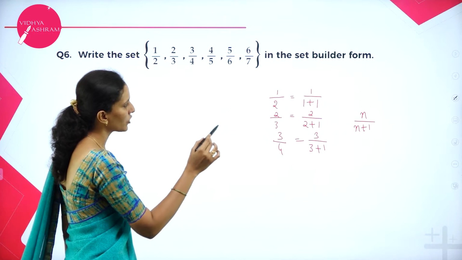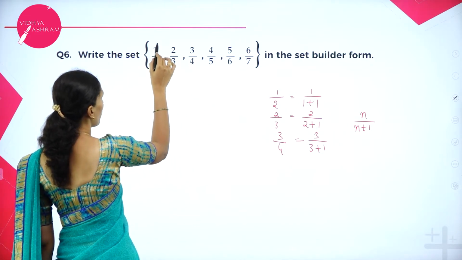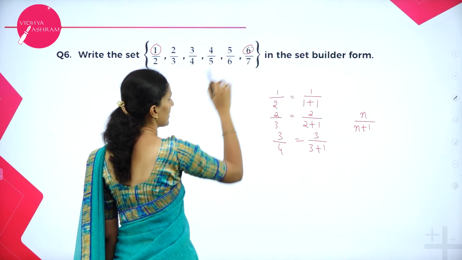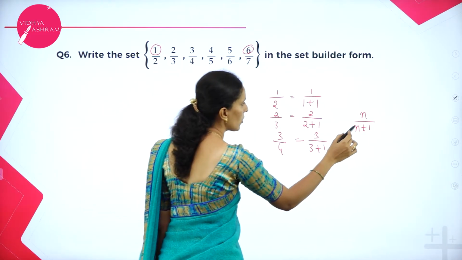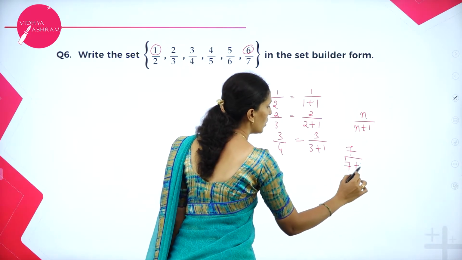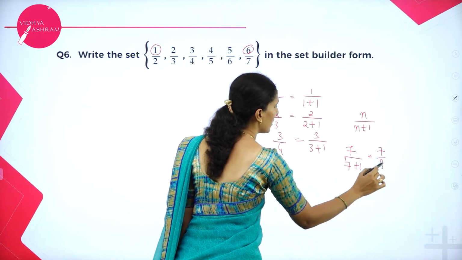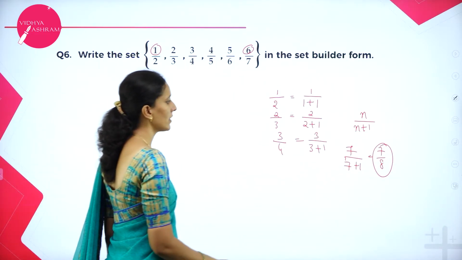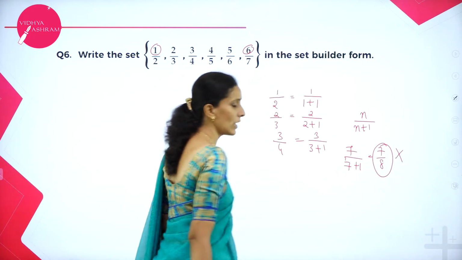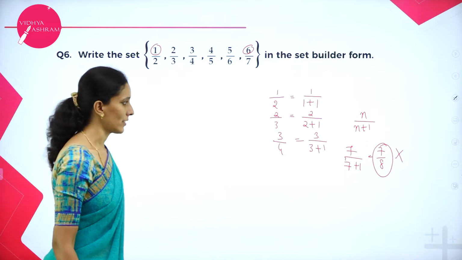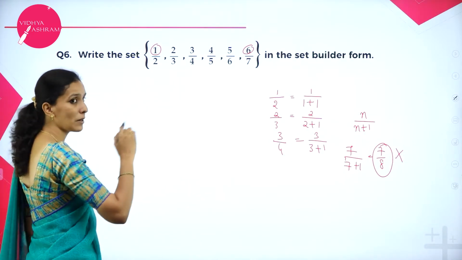But what is the condition of n there? The minimum value of n is 1 and the maximum value is 6. I cannot take 7 because if you put 7, what happens? 7 by 7 plus 1, which is nothing but 7 by 8. This is not in this set, so you cannot take n is equal to 7. You can take only up to n is equal to 6. So how do we represent this in set builder form?